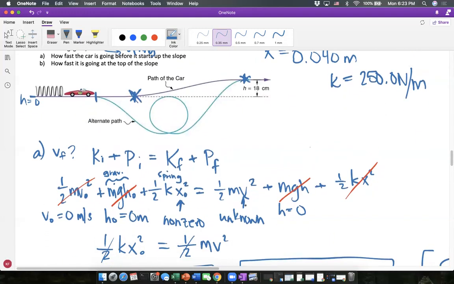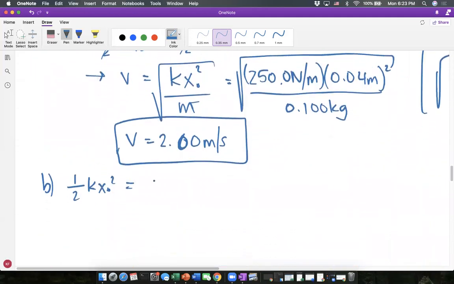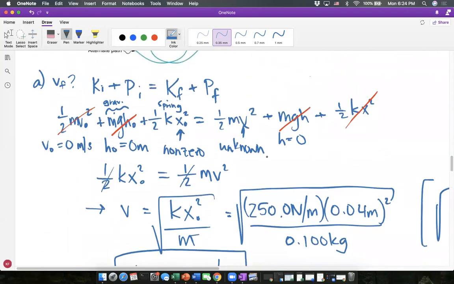Let's look at our right side. We're looking for our final velocity, so again we're going to have this part. For this next one, we will have some kind of height, since now we have moved up that slope 18 centimeters. And again, no spring, so we're not going to have that term. So we're going to have these two terms: 1/2 mv squared plus mgh.